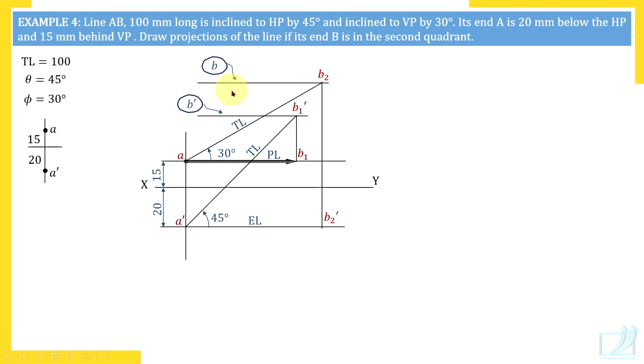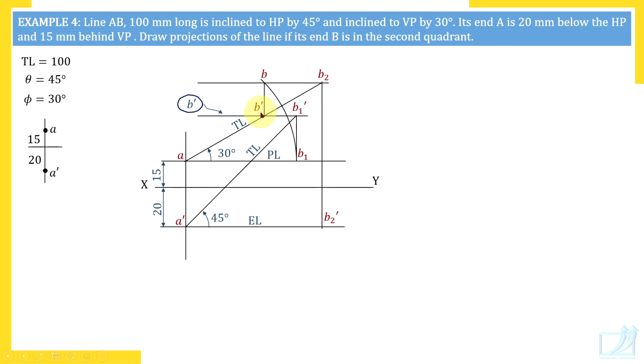And is there any other line for B? Yes. So rotate AB1 to get point B. And through B, draw a vertical line for B dash. I have not drawn this vertical line up to the bottom of the page because there is already one line for B dash here, this horizontal line. B and B dash lie on the same vertical line, so you extend this vertical line up to this horizontal line so that you get B dash.